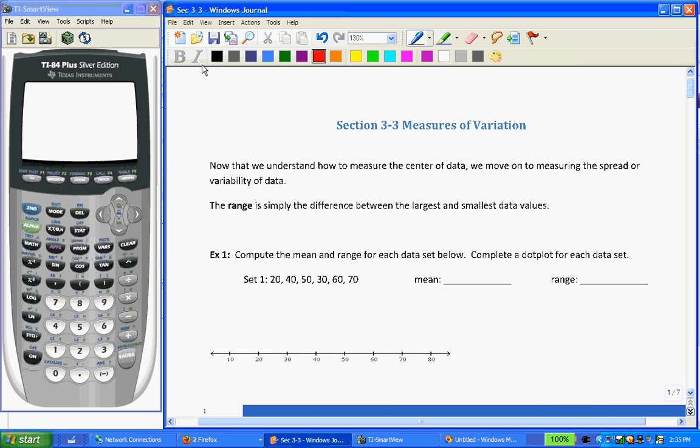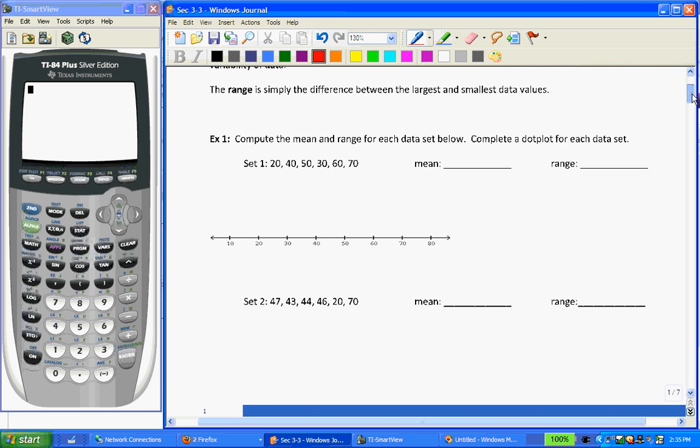Section 3.3 Measures of Variation. Now that we understand how to measure the center of data, mean, median, mode, mid-range, we move on to measuring the spread or variability of data. The range is simply the difference between the largest and smallest values. So that's one measure of variation, just from the small to the large. You already know how to compute the mean, so let's get started on example 1.